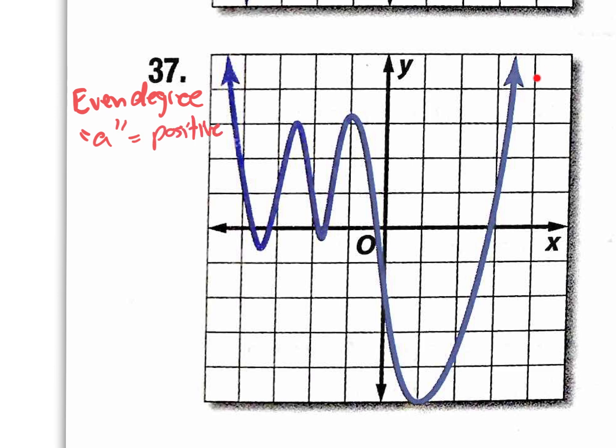Why? Because it's opening up, kind of like a parabola. A parabola, if the a is positive, it opens up. If it's negative, it opens down. So we know that the a value is positive because both end behaviors are up here and up here. There's two arrows going up. That's an even degree. Okay.